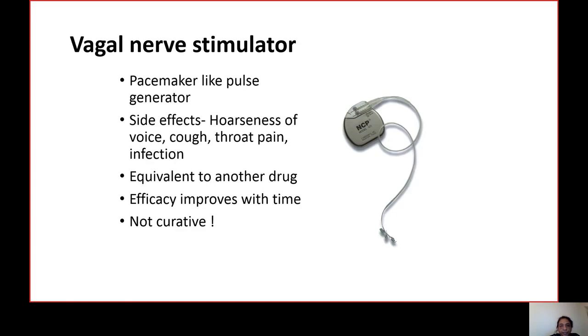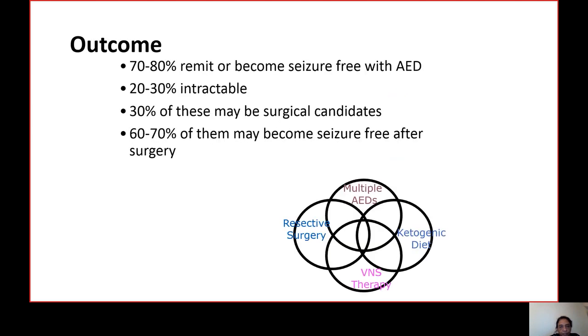So this is the vagal nerve stimulator, which is like a pacemaker, a pulse generator. It is a small surgery where you implant it onto the vagus nerve, but it has its own side effects, obviously, because the vagus nerve is involved. So you have hoarseness of voice, there may be cough and throat pain, and it is actually equivalent to another drug. However, it's not a curative treatment. It's just a palliative treatment.